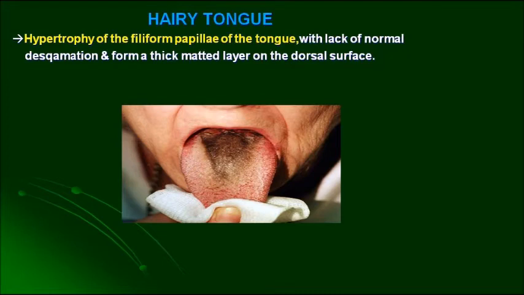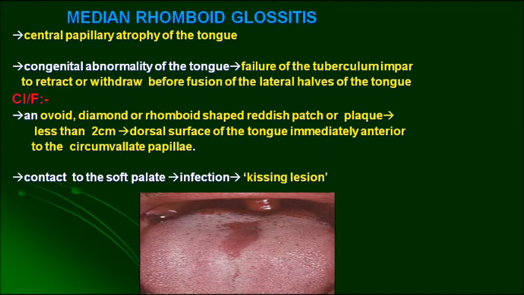Okay, so option B will be correct. It is hypertrophy, not hyperplasia. Note down that point. Hairy tongue is actually hypertrophy, an increase in size of the filiform papillae of the tongue. Clear? Coming on to the next important topic, that is median rhomboid glossitis.